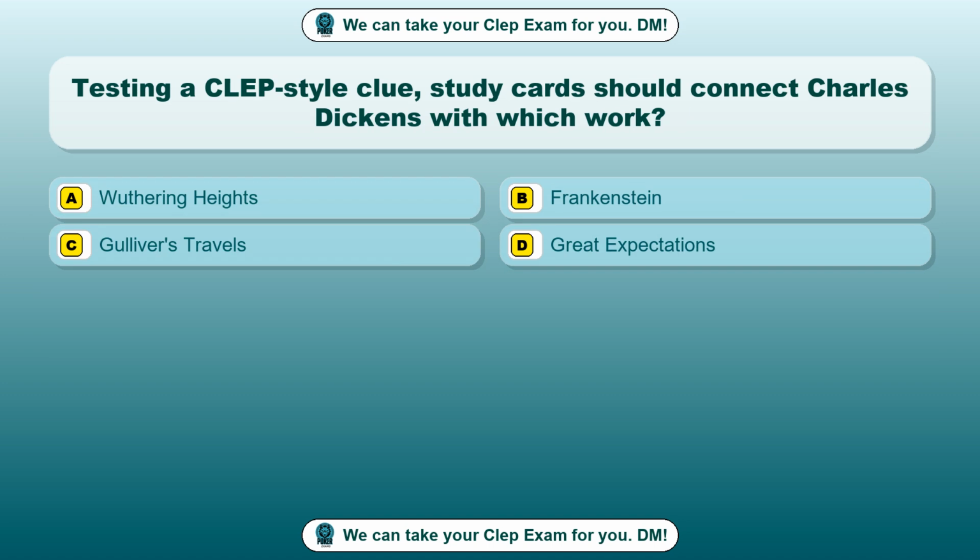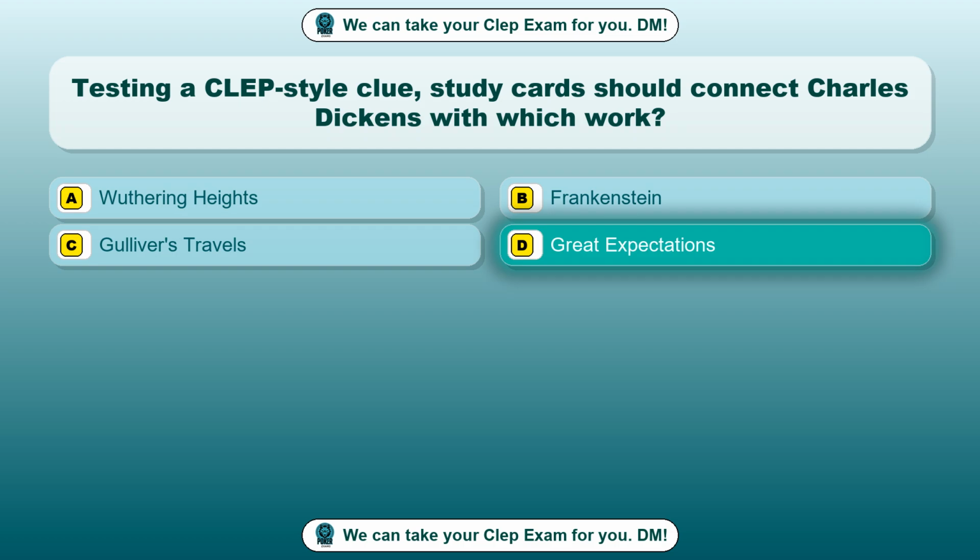Question 20. Testing a CLEP-style clue, study cards should connect Charles Dickens with which work? Option A. Wuthering Heights. Option B. Frankenstein. Option C. Gulliver's Travels. Option D. Great Expectations. The correct answer is option D.